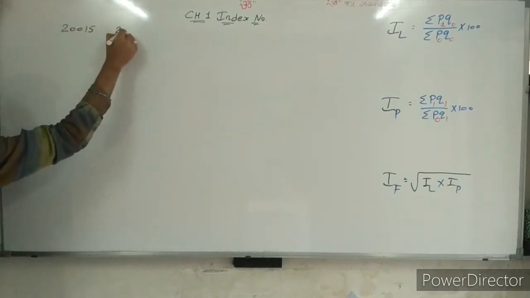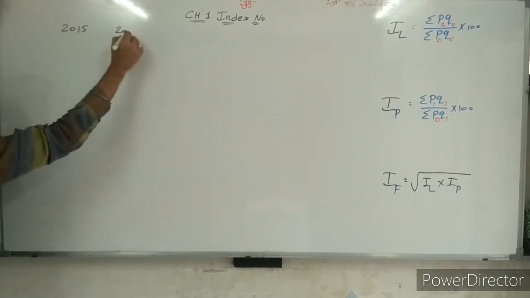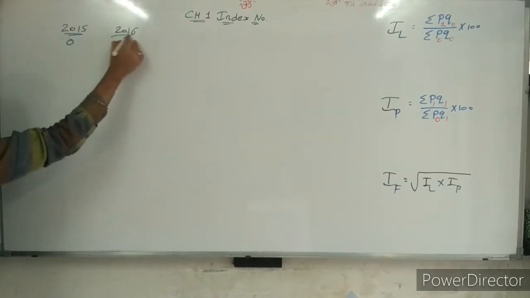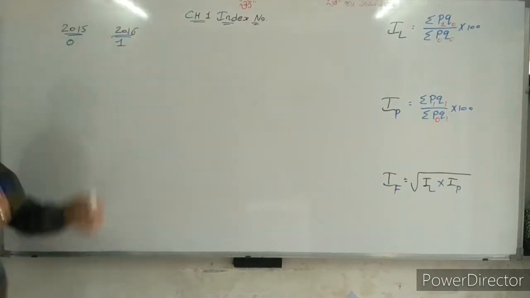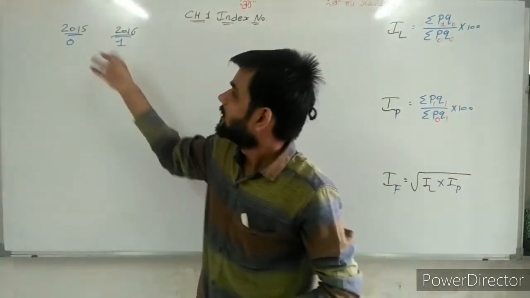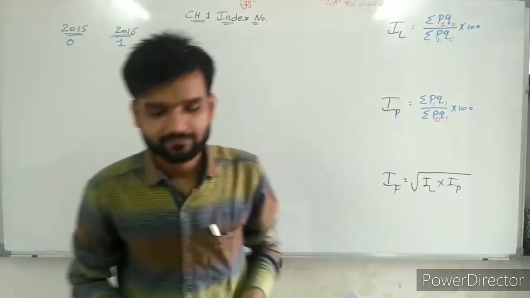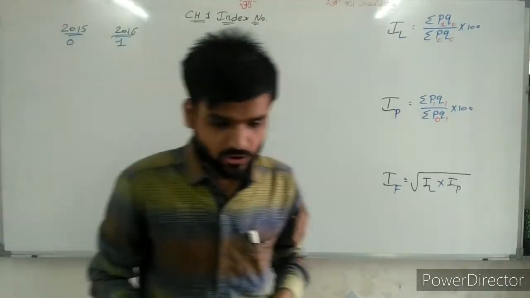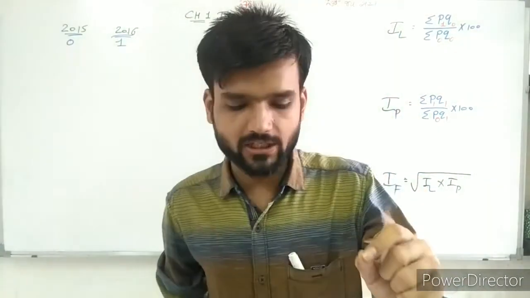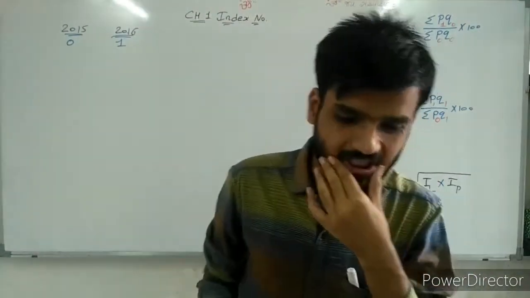2015, 2016. For 2015 information we are writing 0. For 2016 information we are writing 1. Why? Because the current year means 1, the previous year, the base year, means 0. Simple. Now which information is given? About the price and consumption of food items given below. So given below are food items.